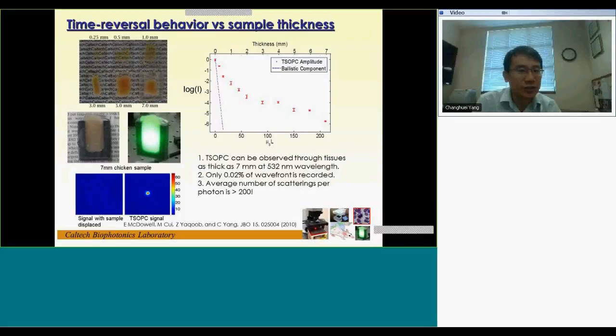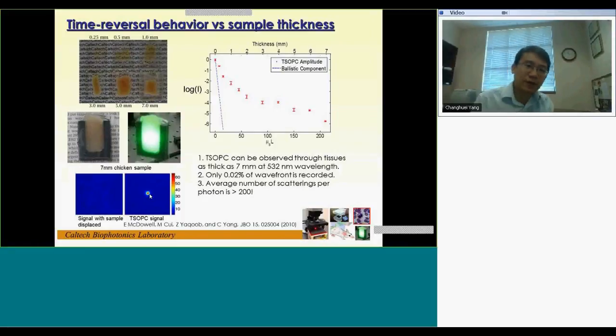All right, we did a series of experiments to demonstrate that you can use tissues of very high thickness and still elicit this phenomenon. We have tried tissue all the way up to about 7 millimeters at a wavelength of 532 nanometers. At that wavelength, the average number of scattering events per photon is over 200. And yet you can see that we can readily elicit the phenomenon and create a reconstruction of a focal point of the laser beam that we put through that piece of tissue.